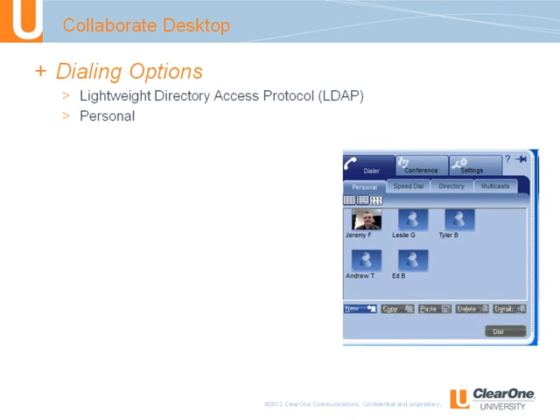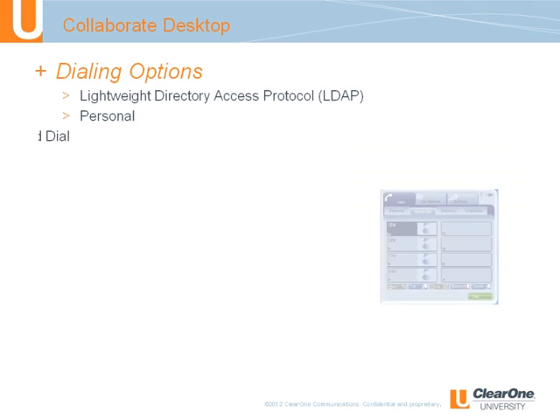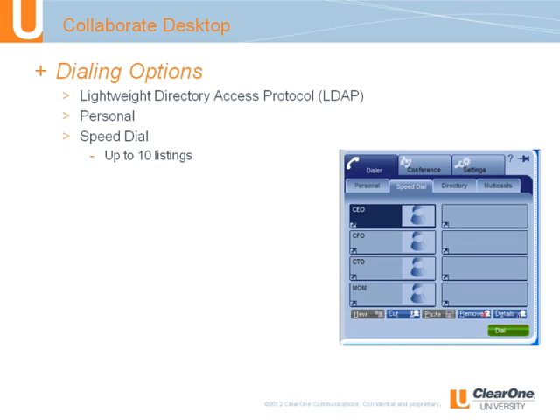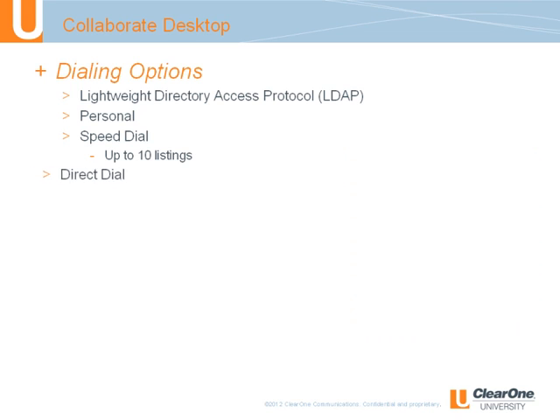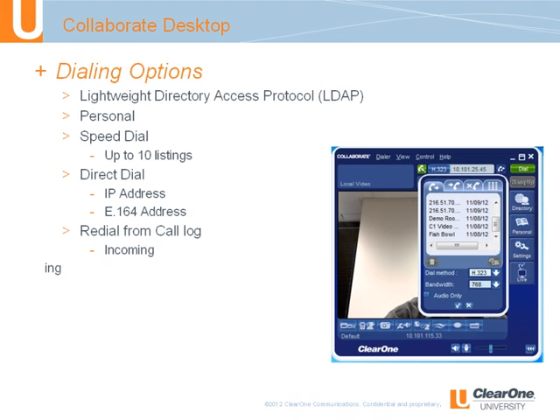You can create your own personal phone book entries and even assign a picture to the contacts. You can also create up to 10 speed dial entries for those contacts you need to get a hold of quickly. You can direct dial someone using their IP address or E.164 address, which is basically an extension assigned to a user on your network. And the desktop will keep a call log, allowing you to call back previous calls and even missed calls.